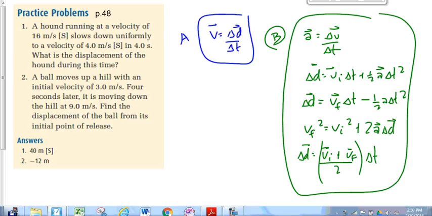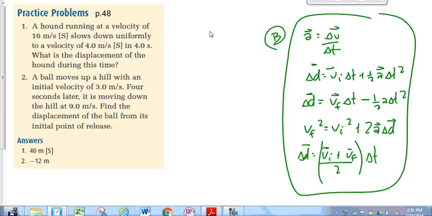Number two says a ball moves up a hill with an initial velocity of 3 meters per second. 4 seconds later, it's moving down the hill at 9 meters per second. What's the displacement of the ball from the initial point of release? Clearly, this ball is accelerating, right? It's changing speed, it's changing velocity, it's accelerating. It's a group B problem. Let's erase my group A equation here because we know that we're going to pick from our group B equations.